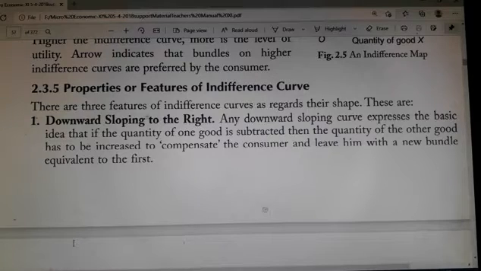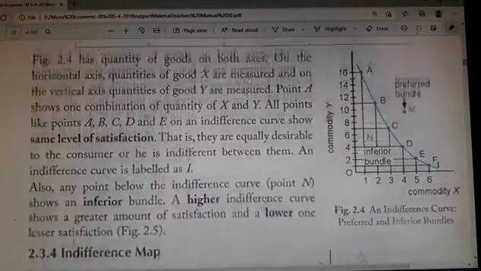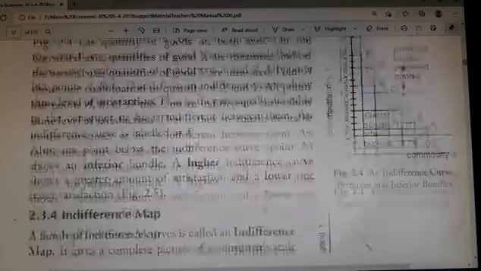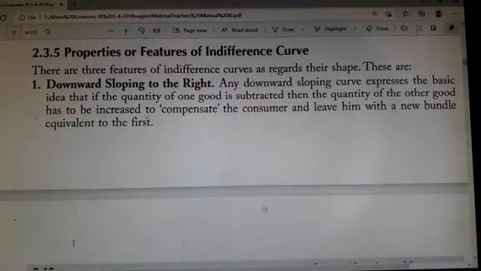First is downward sloping to the right. We know that indifference curve is a downward sloping curve from left to right, which means starting from left, it slopes downward to the right. Any downward sloping curve expresses the basic idea that if one quantity of a good is subtracted, then the quantity of the other good has to be increased to compensate the consumer and leave him with a new bundle equivalent to the first. Now if you get into this particular explanation, it's very simple.